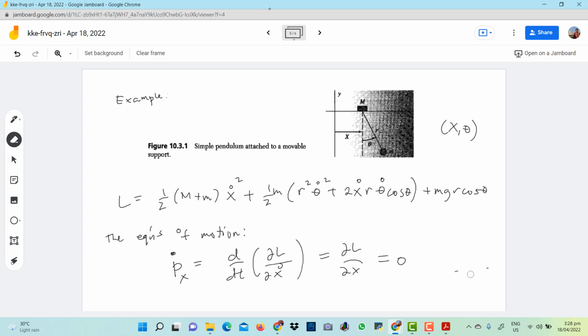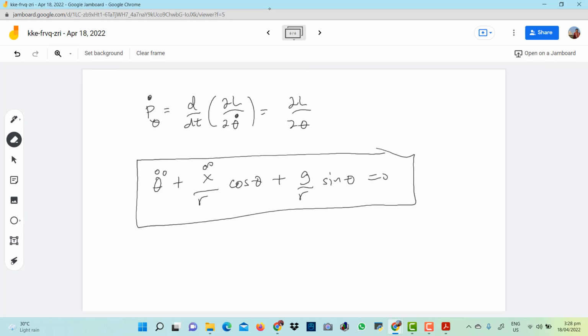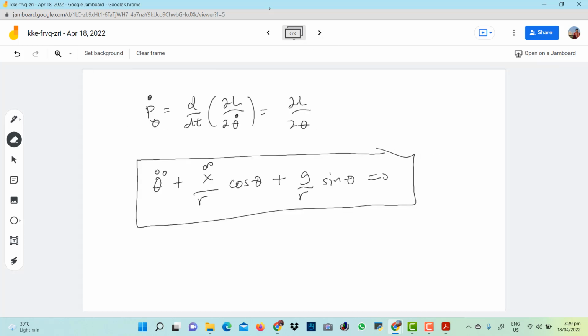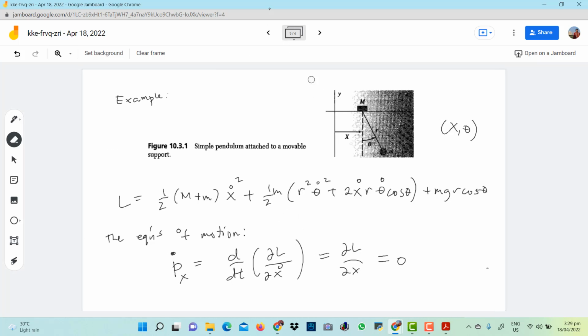Okay, with respect to theta, I can get this equation of motion for this one. If there's no x, as you can see, if the support does not move, the second term will be 0 and it will reduce to a simple pendulum. Okay? It will just reduce to a simple pendulum because your second term becomes 0, because your x double dot becomes 0. If the support doesn't move, then it's just a simple pendulum. Okay?